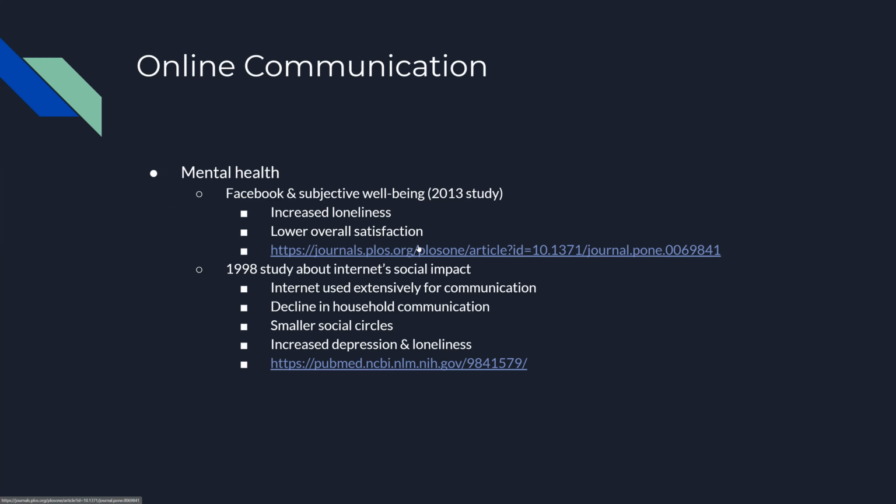And of course, there was also a study in 1998 talking about the internet's social impact and about how it's used so much for communication. However, while there was an increase in online communication, the 1998 study found that there was a decline in household communication. So person to person interactions, which are so important to us as human beings. Think about how many additional signals you get whenever you meet someone in person compared to when you text them or call them, or even with video chat.